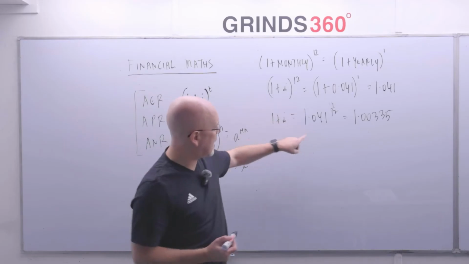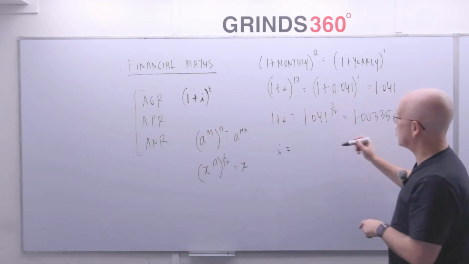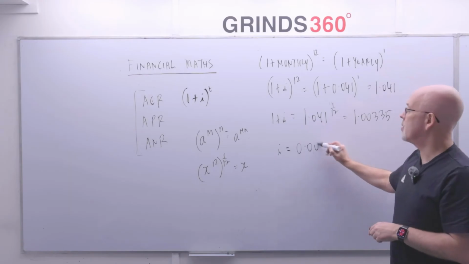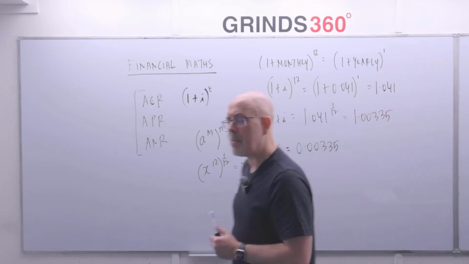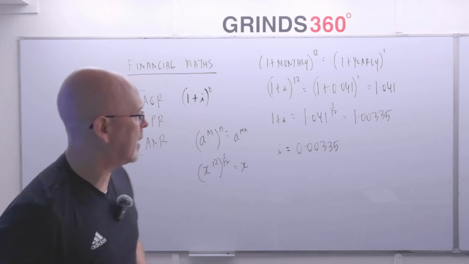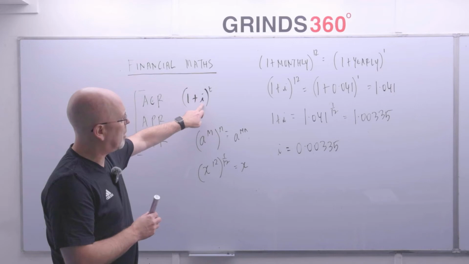Subtract 1 from both sides here. So if I subtract 1 here, I just get the I by itself. And then subtract 1 here, I get 0.00335, like that. And remember, that's not the monthly interest rate. That's the monthly interest rate as a decimal. Remember that the value of I in here is the monthly interest rate as a decimal.